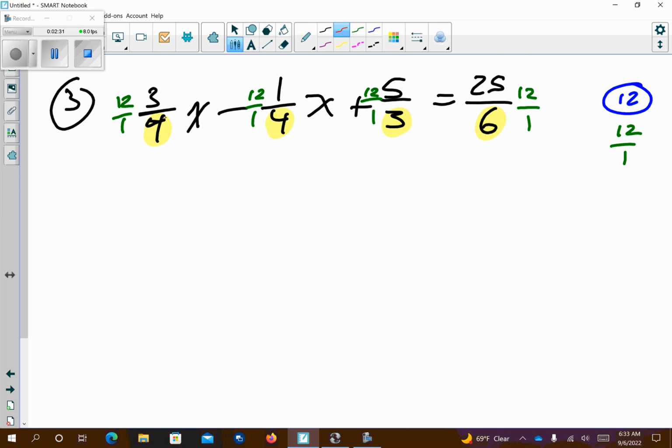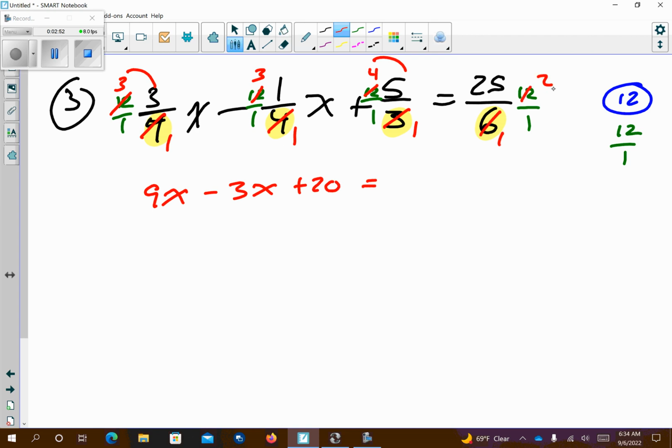And go from there. So 4 goes into 12 3 times, and 3 times 3x is 9x. 4 goes into 12 3 times, so negative 3 times 1x is negative 3x. 3 goes into 12 4 times, so 4 times 5 is 20. And then 6 goes into 12 twice, so 2 times 25 is 50. These are like terms, so that's going to give me 6x. The 20 comes down, and 50 comes down.